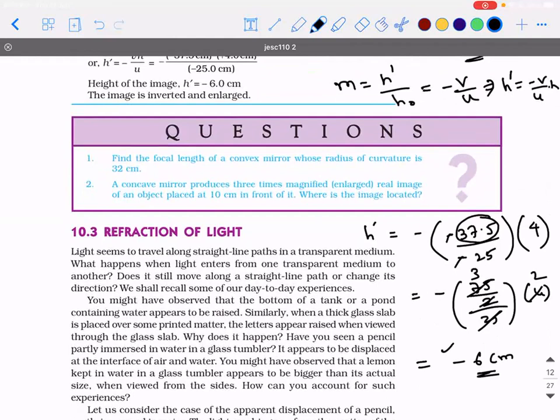So today we'll concentrate only on mirror formula. Refraction, we'll see it in the next class. No hurry.